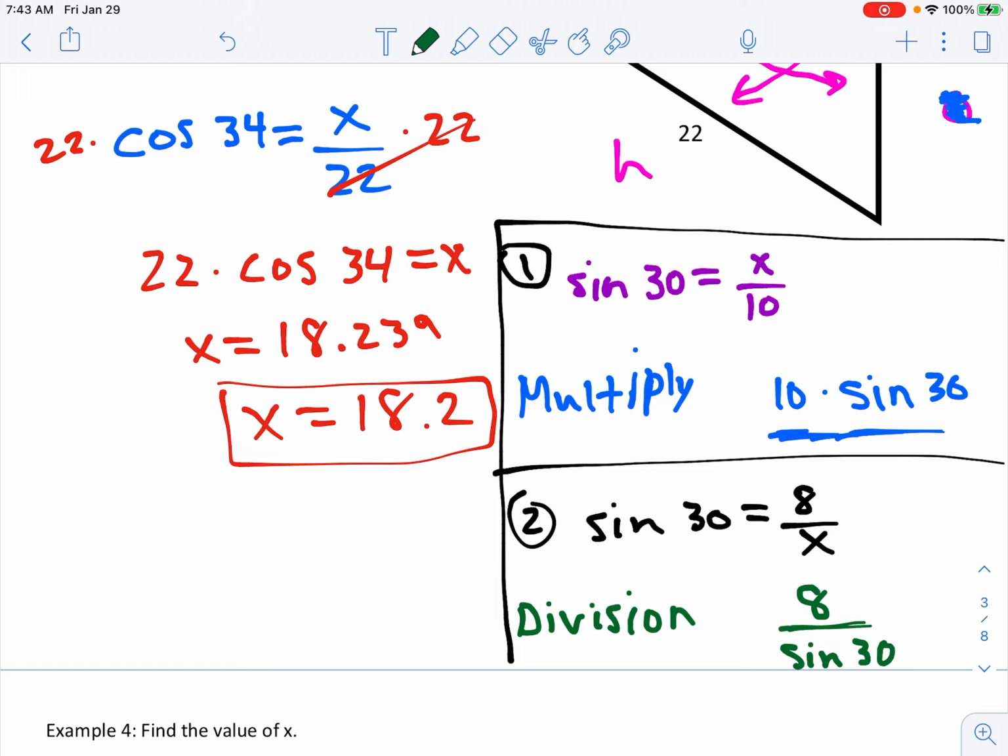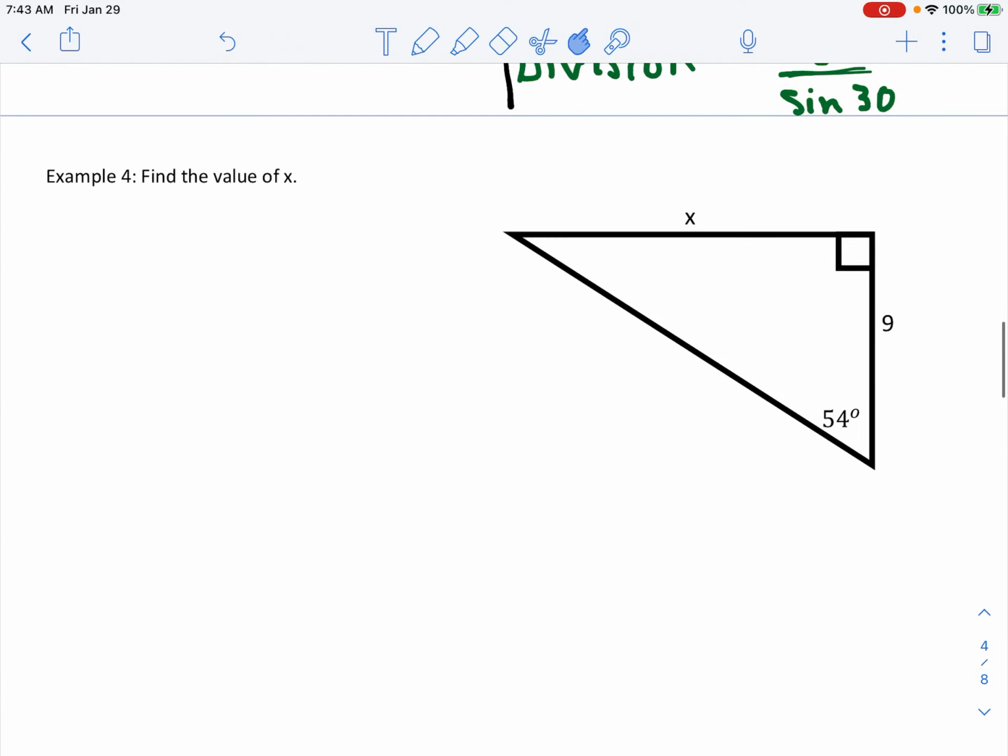So really, there's two ways to solve. It's either number times function, or it's number divided by function. If x is on top, it's number times function. If x is on the bottom of the fraction, it's number divided by function. All right, if you can remember that, it'll help you solve a little bit faster.